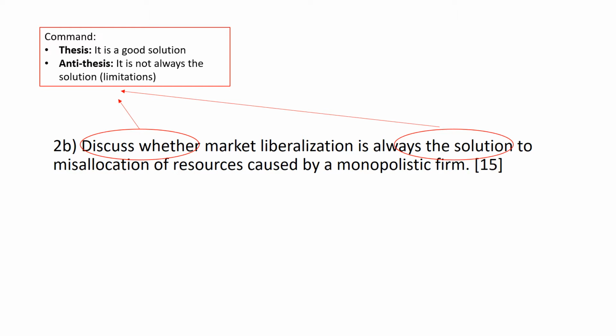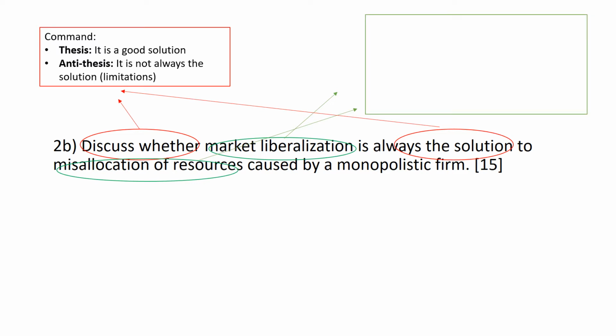So perhaps you could be talking about some limitations of market liberalization, or some nuances on why it may not work, or there are some difficulties in reaching that solution of allocation of resources. So that is the command word, right? It gives you the argument and the counter argument that you need to write about. The key concepts tell you what economic analysis they want. In this case, the key concepts are both market liberalization and misallocation of resources.